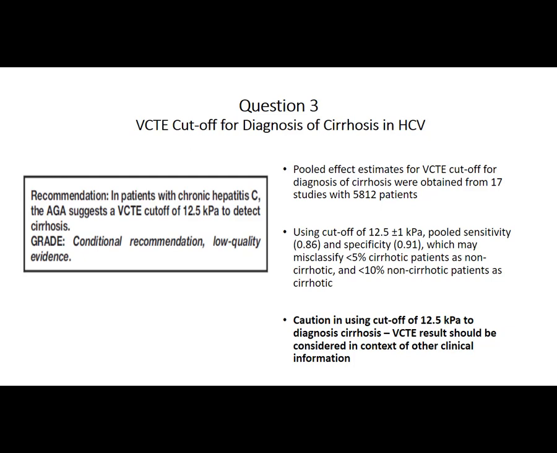So once again, the bold here, caution in using this cutoff should be considered in the context of other clinical information. So if it's less than 12.5 and the patient has spiders and gynecomastia and other signs of cirrhosis, then obviously you should keep that in mind when you're making your clinical decisions about how to take care of this patient.